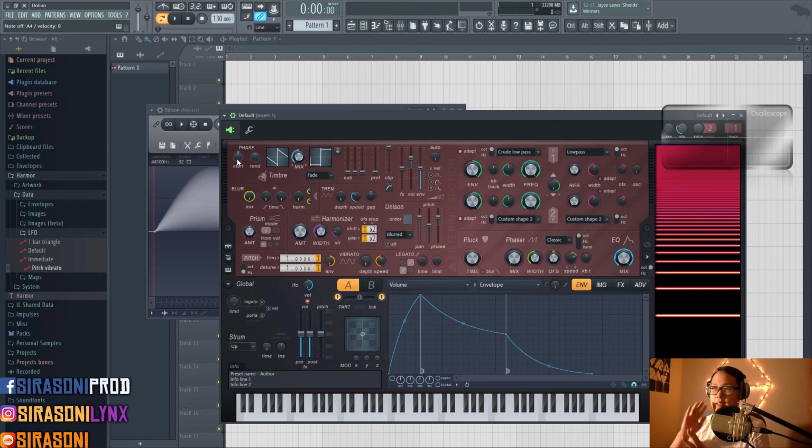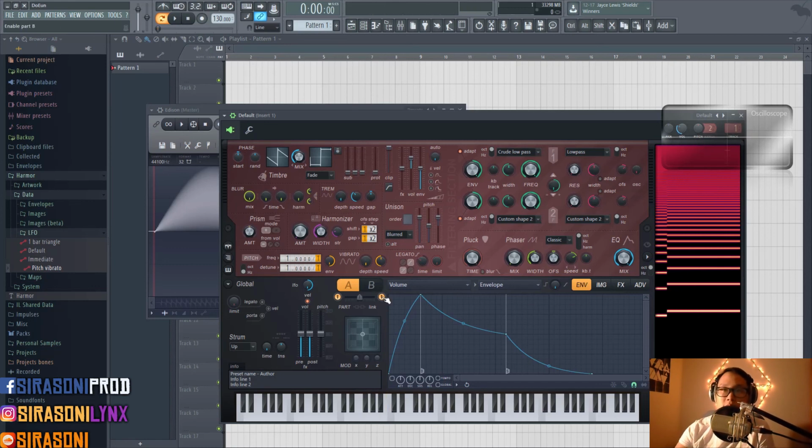By doing this, we're just changing the phase of part A. Since phase cancellation occurs, you can hear a difference. The phase of B stays the same.